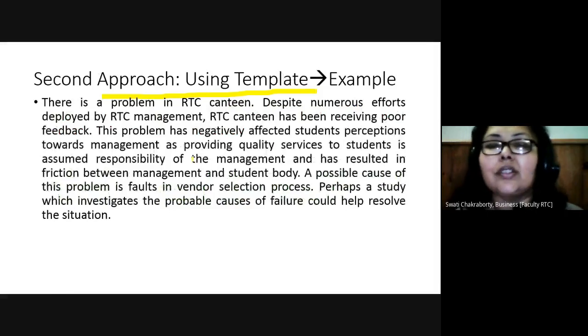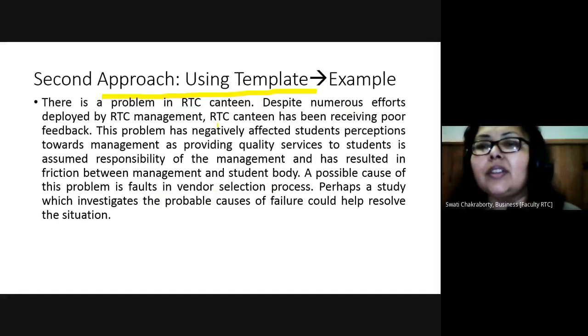The second approach, that is the template. So same problem, the RTC canteen. How do we say there is a problem in the RTC canteen? Despite numerous efforts deployed by RTC management, the RTC canteen has been receiving poor feedback. And this problem has negatively affected students' perceptions towards management, as providing quality services to students is assumed to be the responsibility of management, and has resulted in friction between management and the student body. A possible cause for this problem is faults in the vendor selection process. Perhaps a study which investigates the probable causes of failure could help resolve the situation.